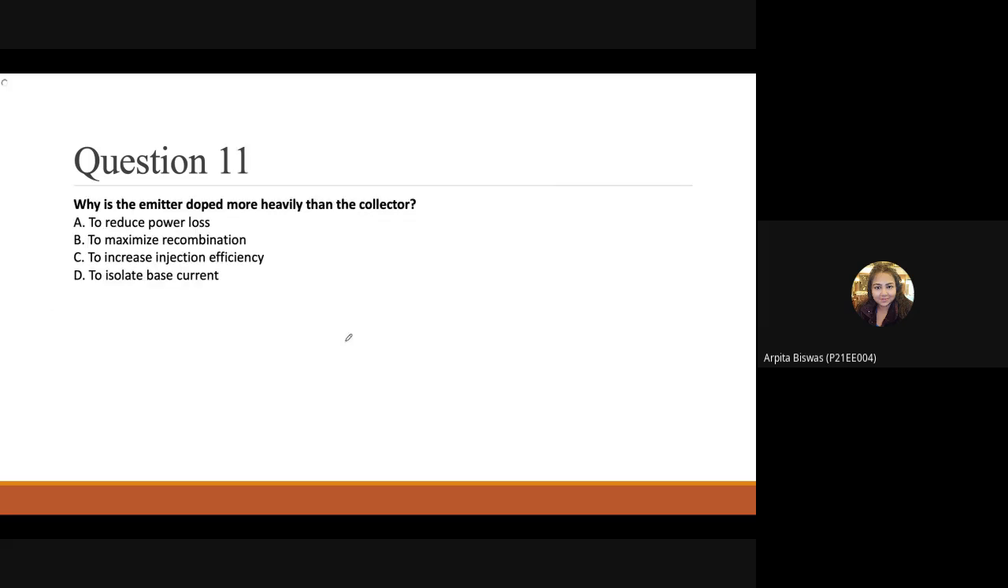So this is question number 11. Why is the emitter doped more heavily than the collector? First option is to reduce the power loss. Second, to maximize the recombination. Option C is to increase the injection efficiency. And option D is to isolate the base current. So what is the right option? Take your time and try to solve. And I hope all of you actively participate.